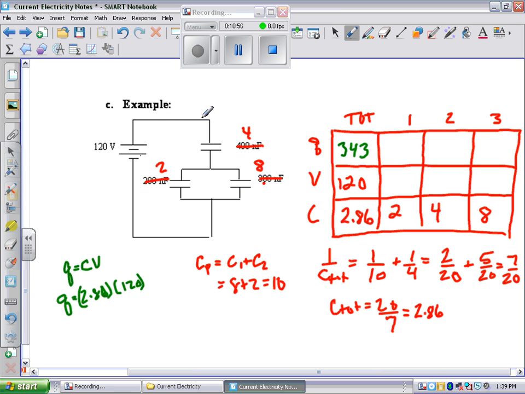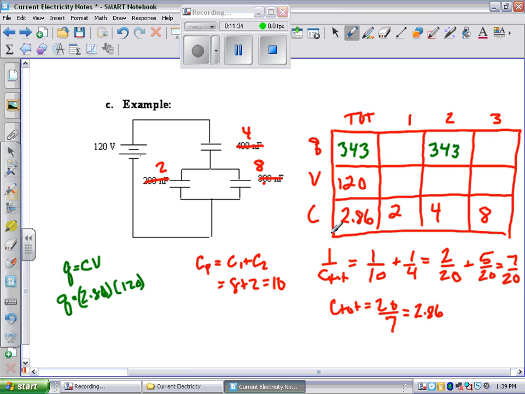But any loop I take, if I go to the left branch here, I'm going to lose some of the 120 there and some more of it there. So I know those two are going to add to 120 volts, but I don't know what either one is. However, for the charge, I can think of this. Whatever charge comes out of the positive side of the battery, say here, is going to get deposited on this 4. So the Q for the battery, the Q total, has to equal the Q for the 4. So here's my 4. I know it has to have a charge of 343.